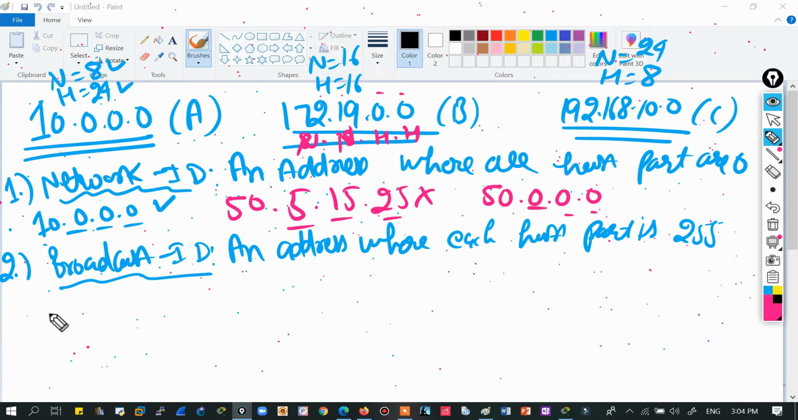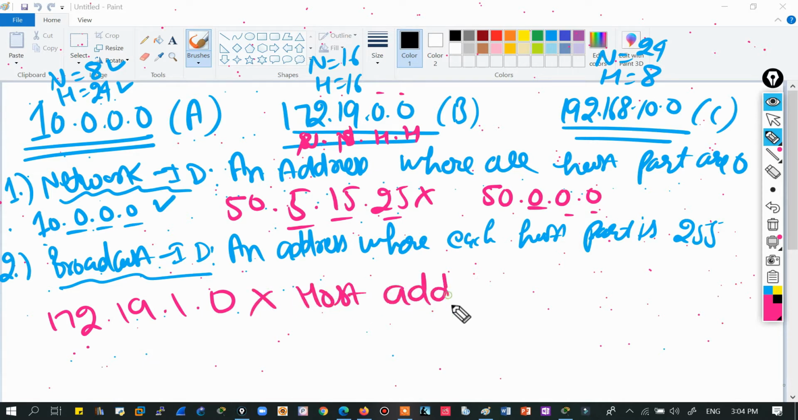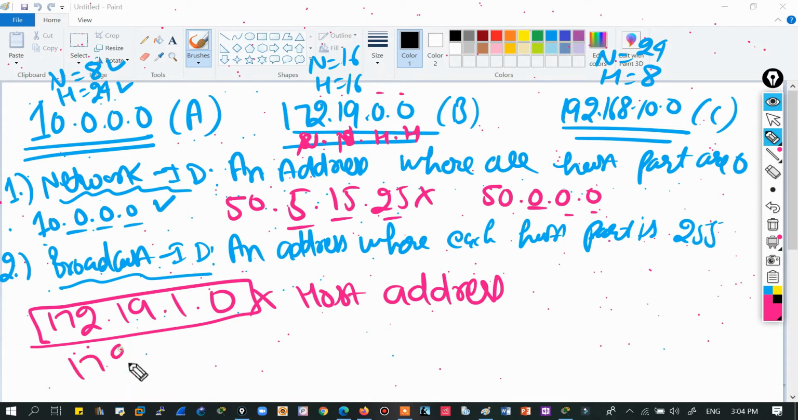It means 172.19.1.0, what is this? It is not a network ID, it is a host ID, a host address, right? So this address can be used on a PC, on a server, on some IP phone. But 172.19.0.0 cannot be used on some PC or some server. The network ID is just used to represent that complete network.